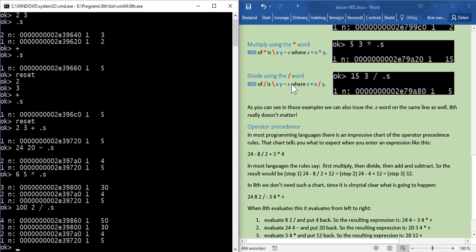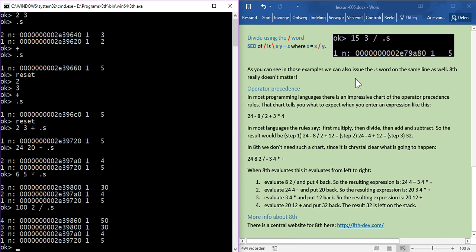There's a last word to say about easy calculations. That's called operator precedence. In most programming languages there is an impressive chart of operator precedence rules. And that chart tells you exactly in what order the programming language evaluates expressions. In school you also learned these rules. For example, multiplication should be done before adding, and so on. In 8th we really don't need such a chart because it's clear.